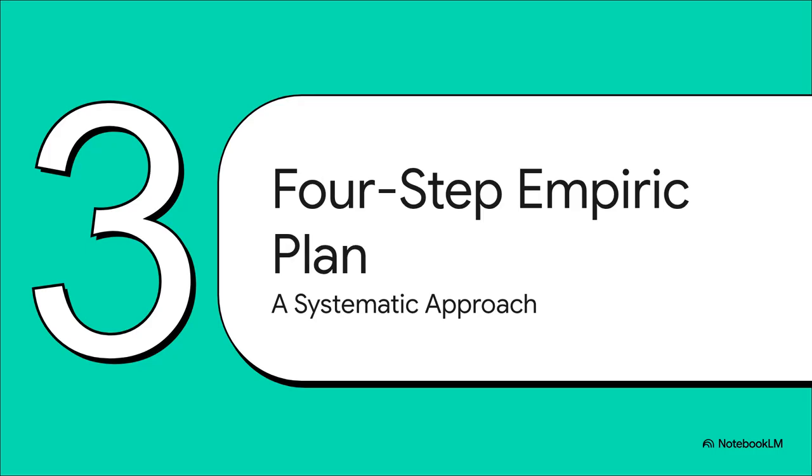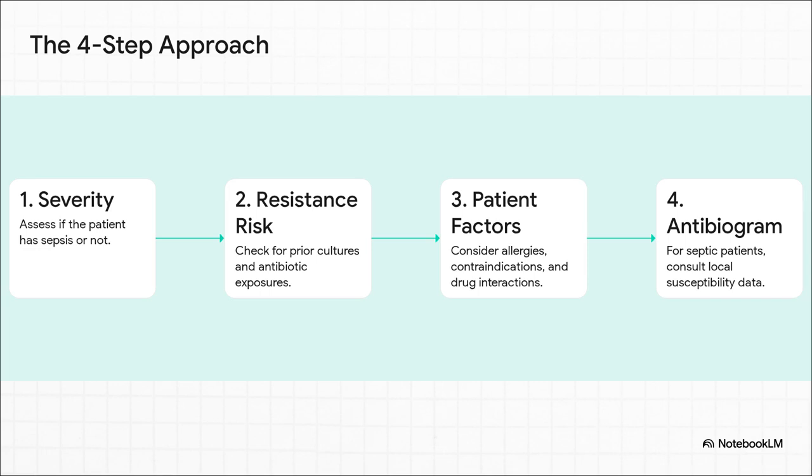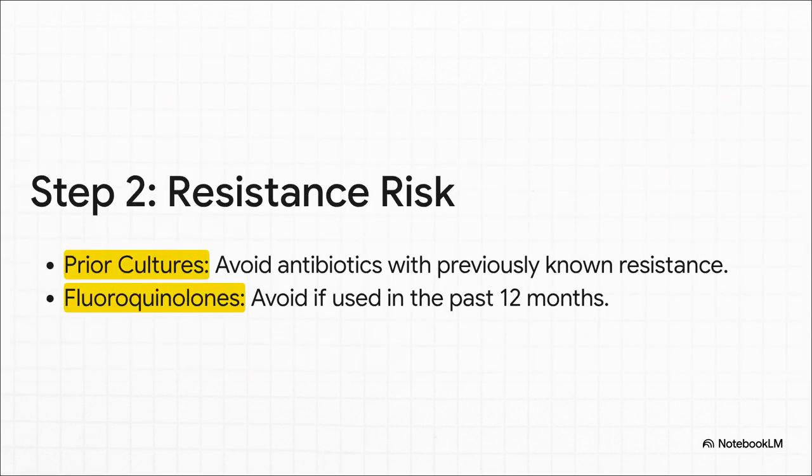So now that we know the major classes of drugs to consider, the guidelines give us a really helpful, structured framework. It's designed to help you refine that initial choice and select the best possible empiric agent for your specific patient. It's a clear 4-step process. First, you assess the severity, sepsis or no sepsis. Second, you evaluate that patient's individual risk for resistance based on any prior cultures or antibiotic exposures. Third, you've got to consider patient-specific factors like allergies and potential drug interactions. And fourth, and this is absolutely crucial for septic patients, you must consult your local antibiogram to make sure you're getting adequate coverage.